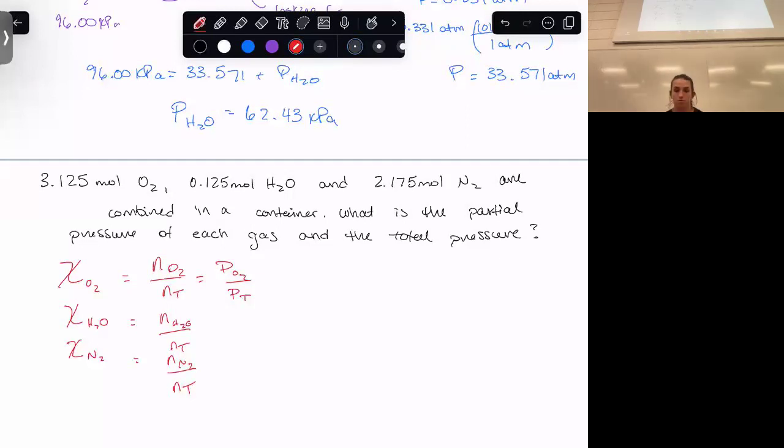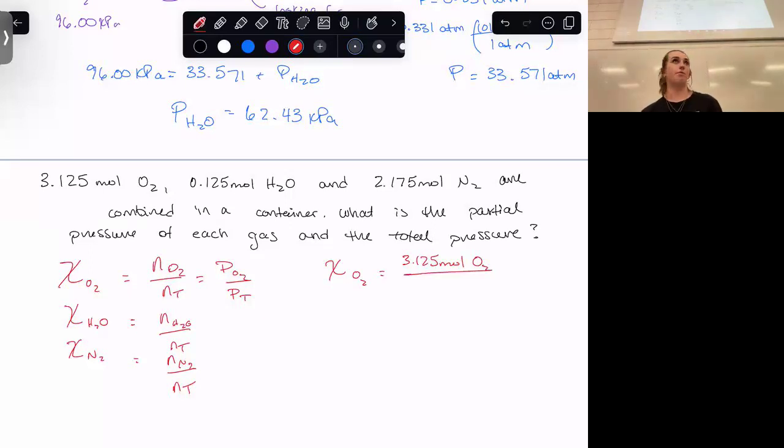Right, so we can do mole fraction, we'll say oxygen first. We're looking at the mole fraction of oxygen. What do we know? We have 3.125 moles. Mole fraction based on the equation. Because we are given moles and we're asked for partial pressure and total pressure, we know that mole fraction is the part over the whole. That's directly related to the total pressures of everything as well.